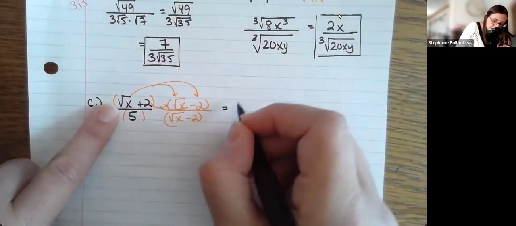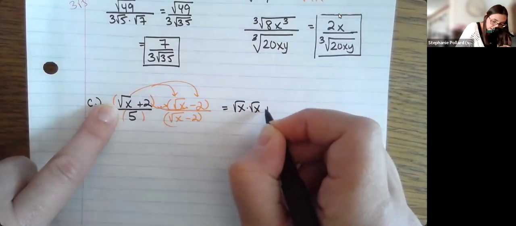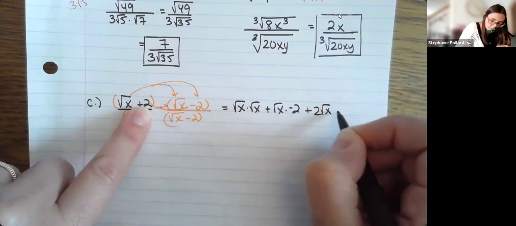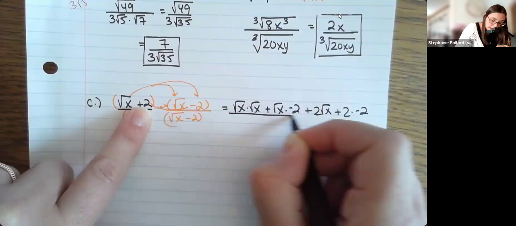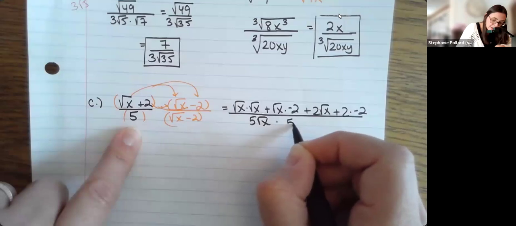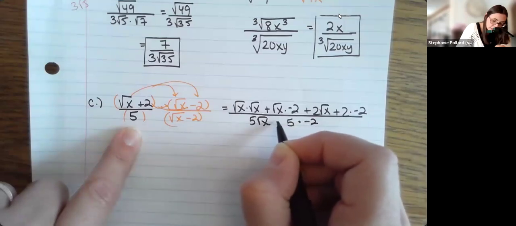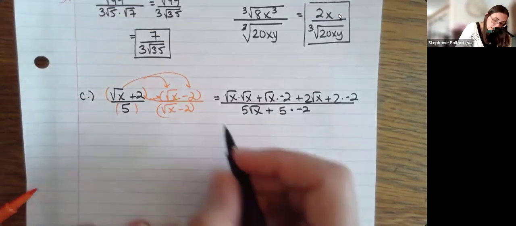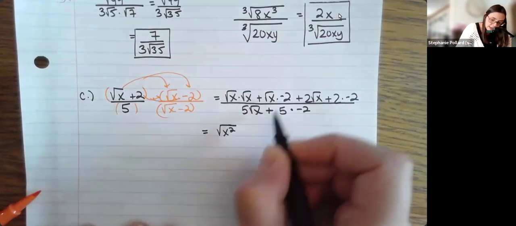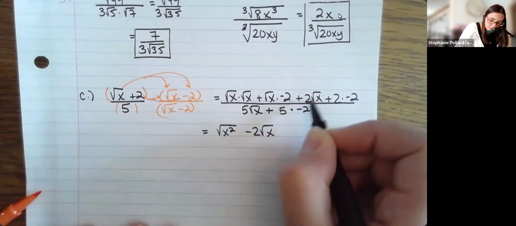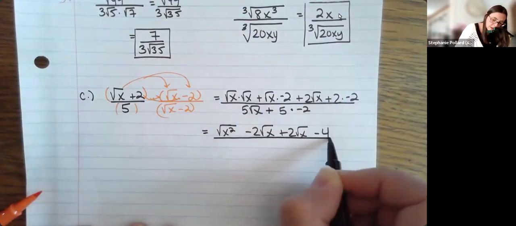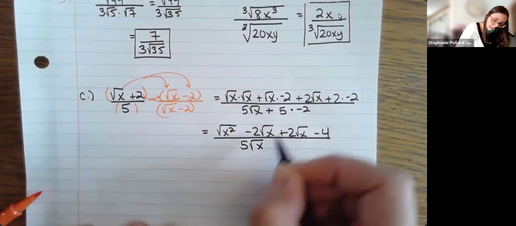In the top, you have root x times root x, and then root x times -2. Then I multiply the 2 through. And on the bottom, I have to distribute the 5 through. So I have 5 root x, and then 5 times -2. When I simplify, x times x is x squared. Here I have a -2 root x. Here I have a +2 root x. And 2 times -2 is -4. In the bottom, I have a 5 root x and a -10.